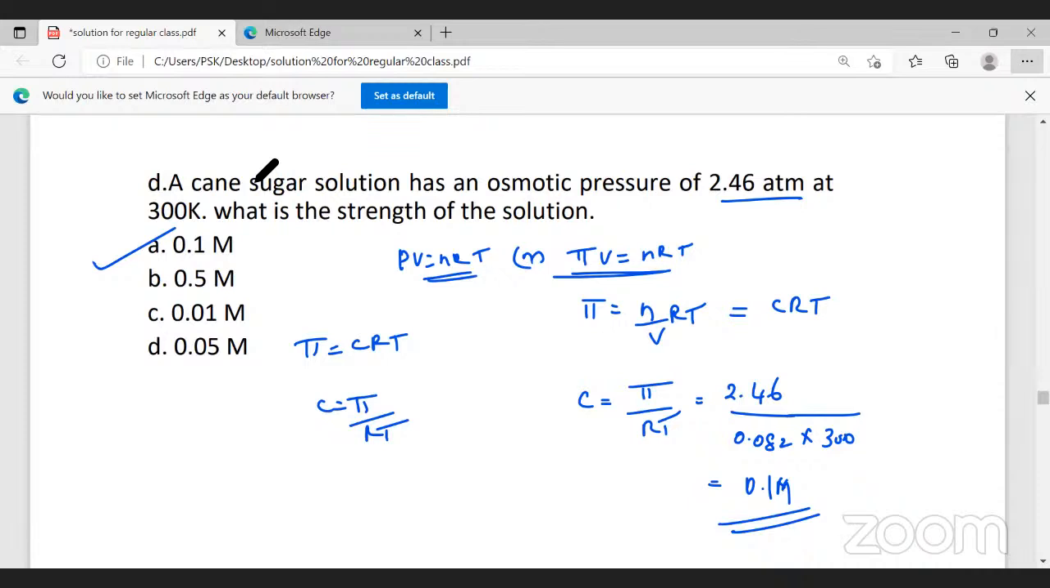Followed with this, the simple problems. In case of osmotic pressure, the problems we're doing are simple. You should know the substitution and the units.